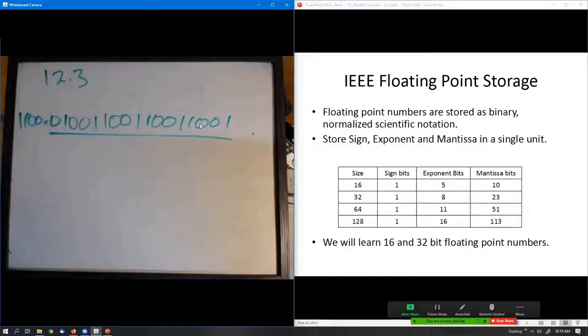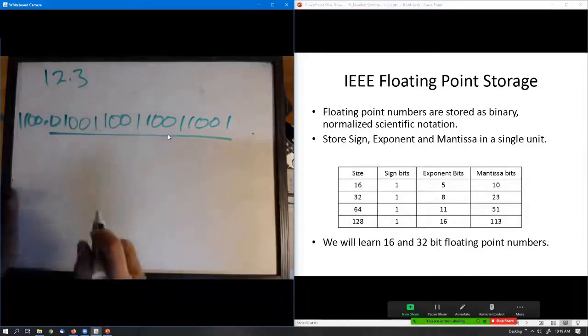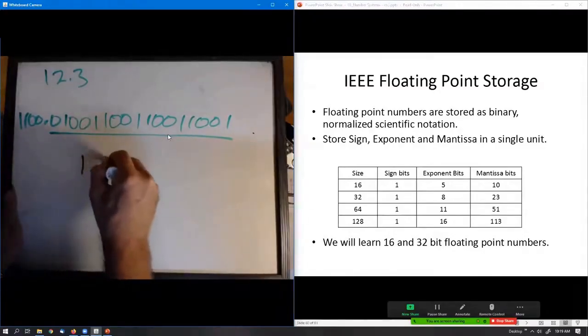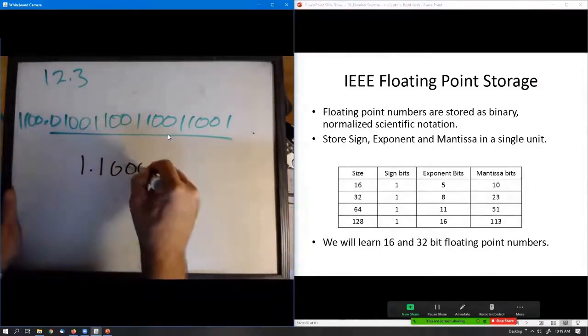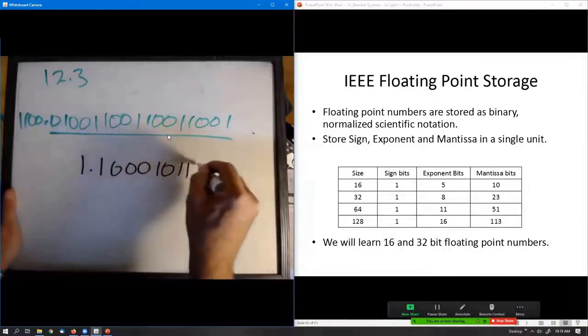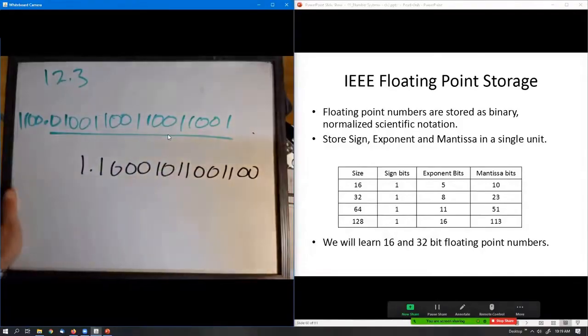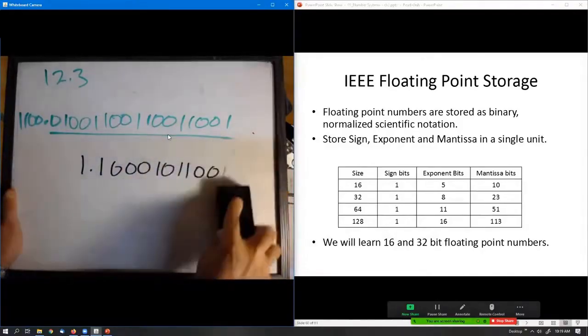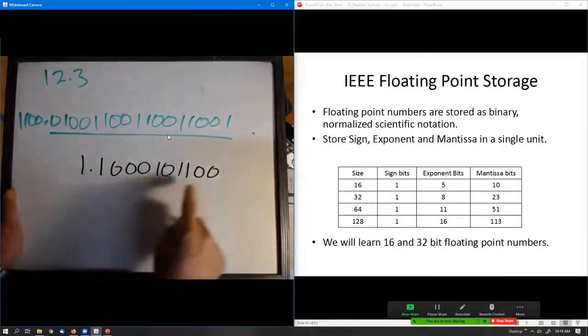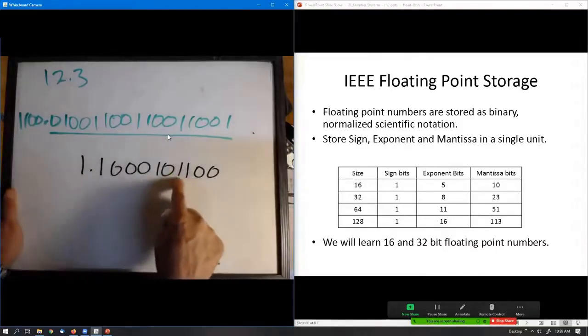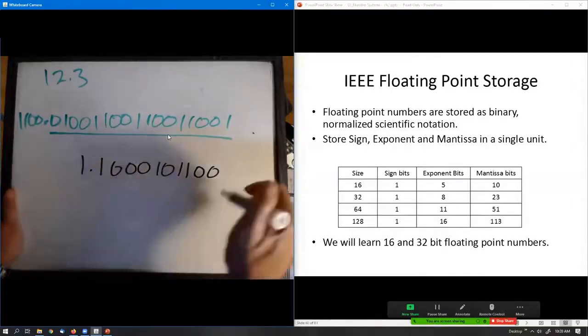We're going to turn this thing into scientific notation. So if I look at what I've got up here and I write it in scientific notation, 1.10011001100100. At some point I need to stop that, so I'm just going to stop it there. Let's see, I don't know if that'll be enough. 1, 2, 3, 4, 5, 6, 7, 8, 9, 10. It's just enough.